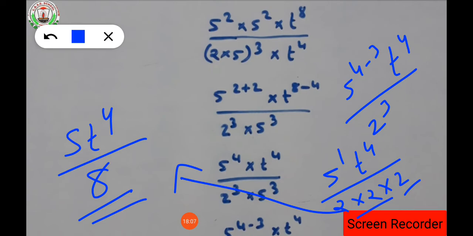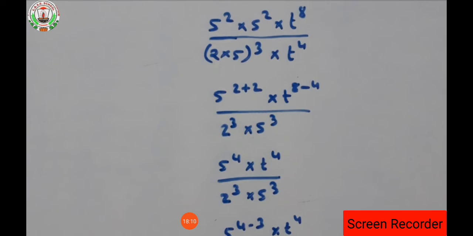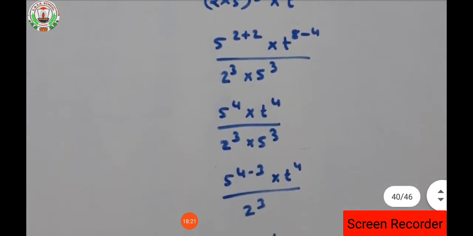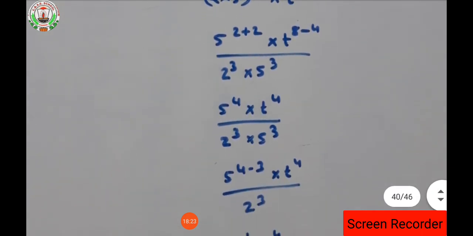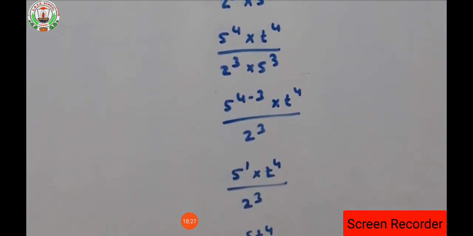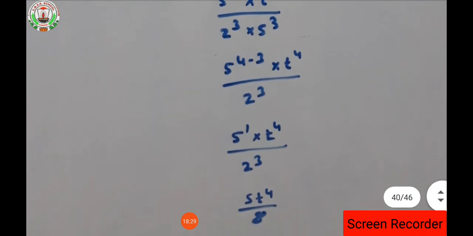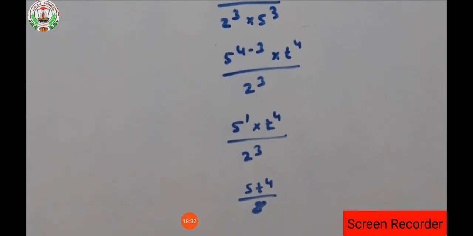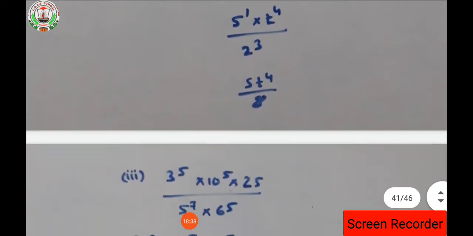So have you understood how to solve that? It's a very simple one. Only you have to use the laws of exponent, and you have to know how to use the laws of exponent. Then only it becomes easy for you to solve the questions. Clear? So here I have solved the solutions on the screen. So the answer for our question is 5t to the power 4 upon 8, is the required answer for this. Clear everyone? Next question.